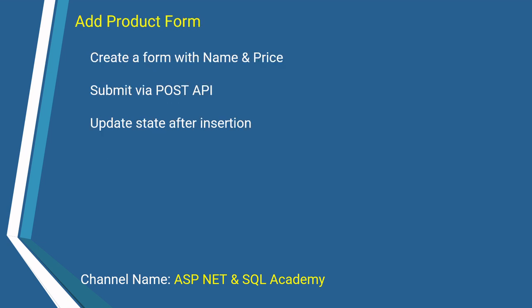To add a product, we will create a simple form. When we submit, we send a post request to our API and update the product list.